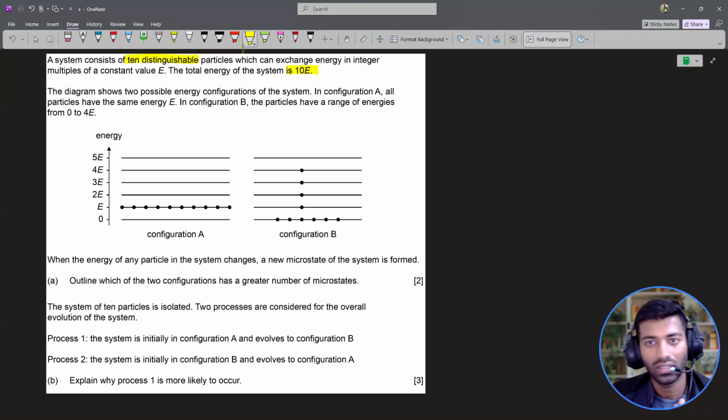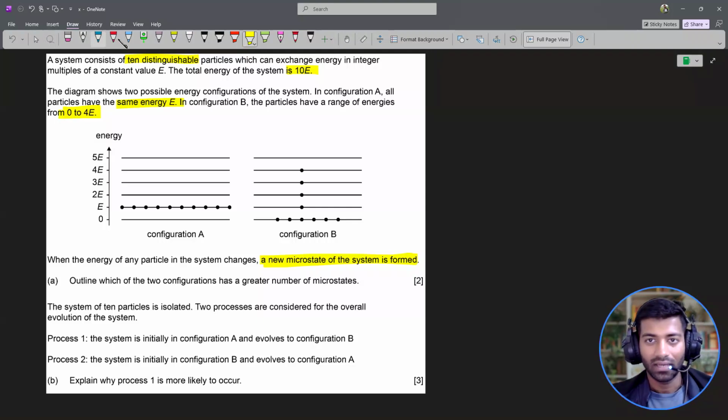Configuration A has all the particles having the same energy E, and in configuration B the particles have a range of energy from 0 to 4E. When the energy of any particle in the system changes, a new microstate is formed. That is an important piece of information. This is what we are going to use when we answer the next part. Outline which of the two configurations has a greater number of microstates.